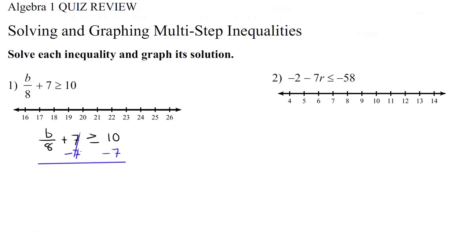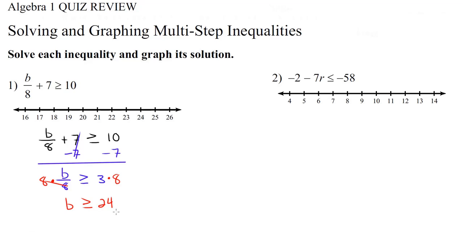On the left, these cancel out, leaving us with b over 8. And on the right, 10 minus 7 is 3. Now we need to get rid of this 8. b is being divided by 8. So to undo that, we're going to multiply both sides by 8. On the left, these cancel out, leaving us with b. And on the right, 3 times 8 is 24. So our solution is b is greater than or equal to 24.